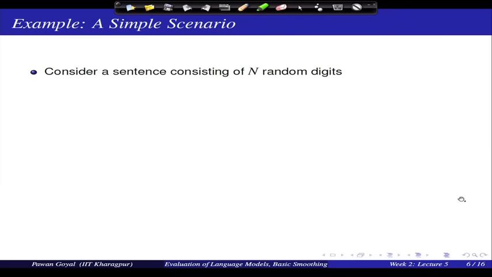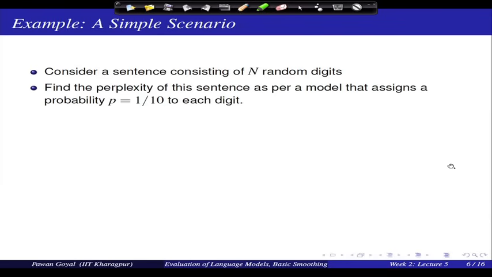Okay. So now just to give you an intuition of what the perplexity value that I will get indicates, let us take a simple example. Suppose I have a sentence that contains n random digits, and I have a model that assigns a probability of 1 by 10 to each digit. Now I want to find the perplexity of this sentence using that model. That gives a probability of 1 by 10 to each digit. So what will be the perplexity?